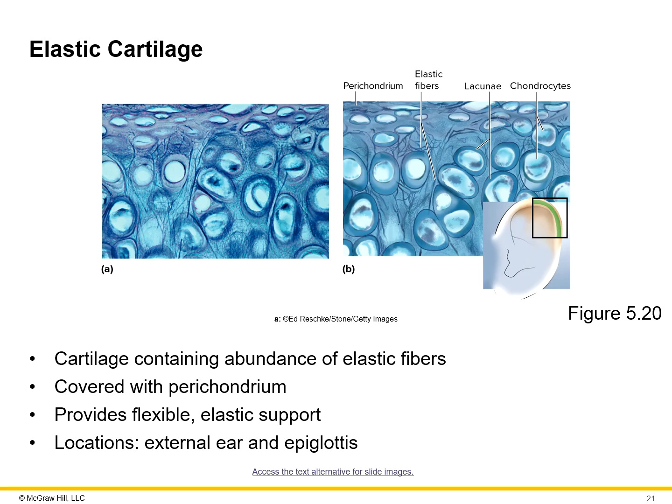And these guys are also going to be covered with the perichondrium that has those stem cells that can differentiate into the chondroblast.